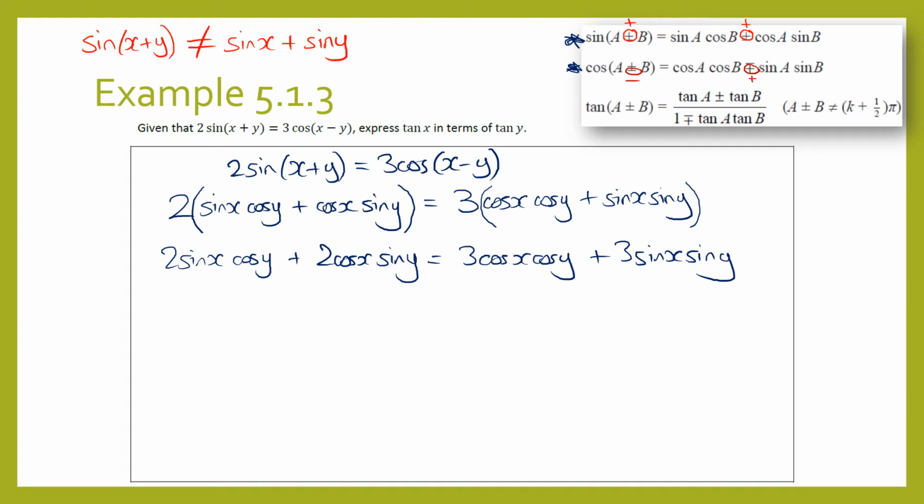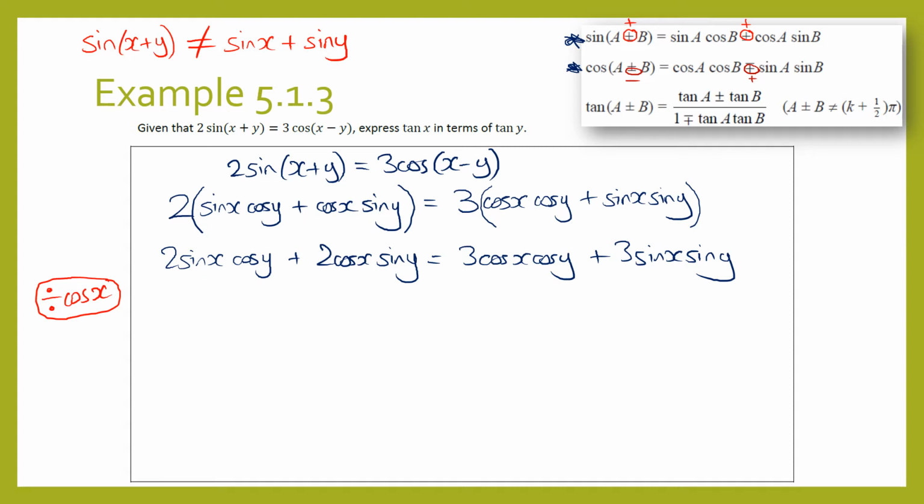Right, I hope you've had a little think. How can we make tan x and tan y start to appear in this equation? Well, if we divide the whole equation by cos x, then we're going to see some tan x's start to appear.